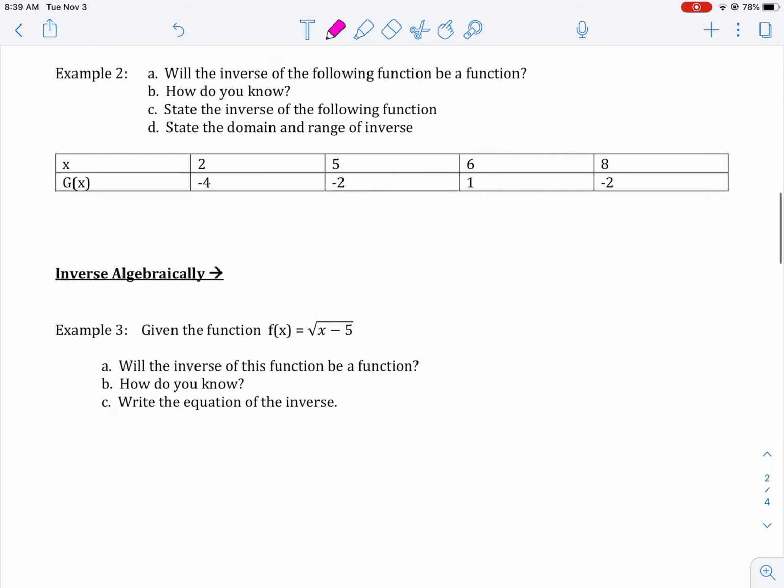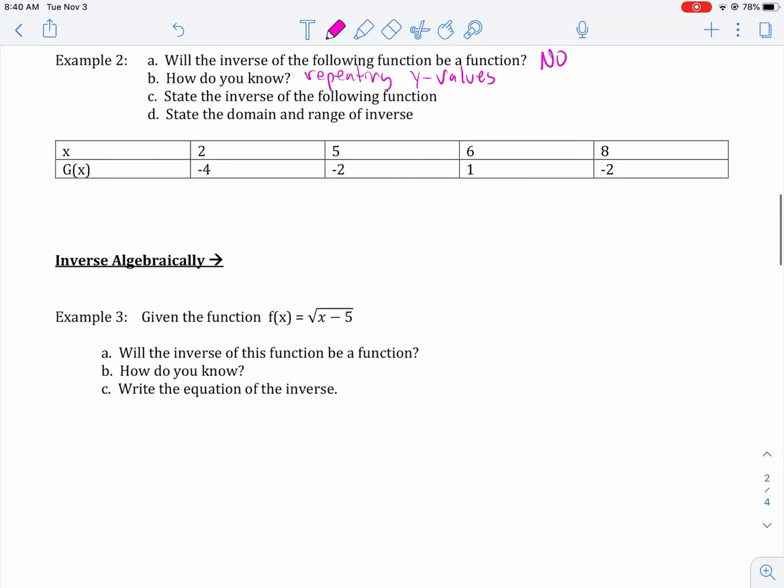Okay, let's look at example 2. So, will the inverse of the following be a function? Well, we're going to have to say no. How do you know? We have repeating y values. State the inverse of the following function. So the inverse will go g negative 1 of x.